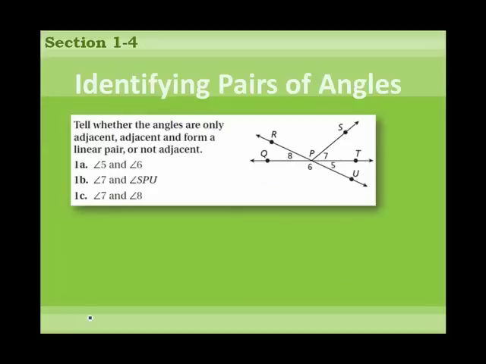So you might want to pause the video here and try this example. If we look at angle 5 here, angle 6 here, that's that one there, and that one there, they share a common side. Common vertex is P. The common side is ray PU. So that would make them adjacent. They also have ray PT and ray PQ as opposite rays. So these are both adjacent and a linear pair.